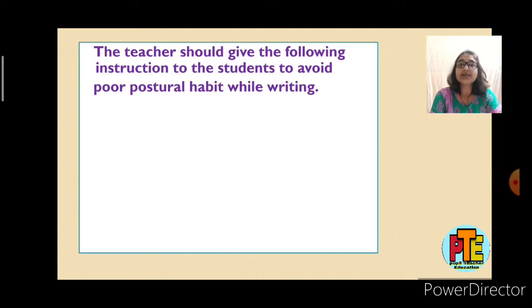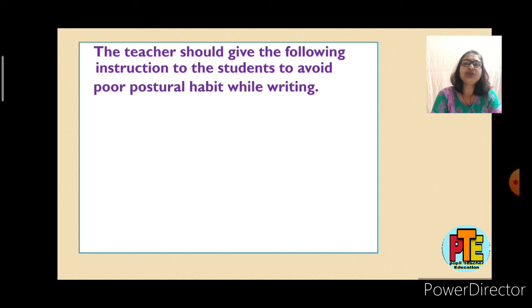The correct sitting posture plays an important role in writing. So, the teacher should give the following instructions to the students to avoid poor postural habits while writing. Good posture makes you work more efficiently. It creates less fatigue and reduces strain on your spine. On the other hand, poor posture can increase strain on your body. It leads to fatigue and pain in your neck, back and arms.